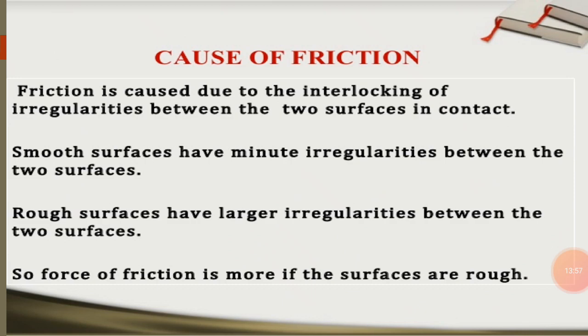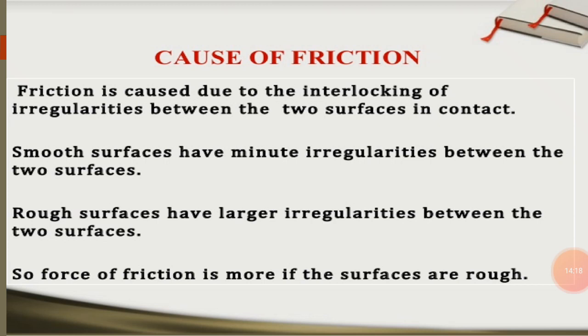Now, causes of friction. Now we are going to study the different causes of friction. So let's know about the causes of friction one by one. Here, friction is caused due to the interlocking of the irregularities between the two surfaces in contact.